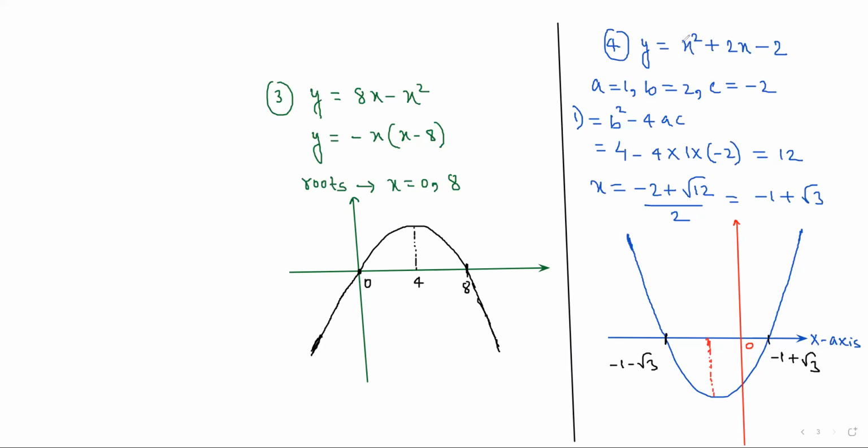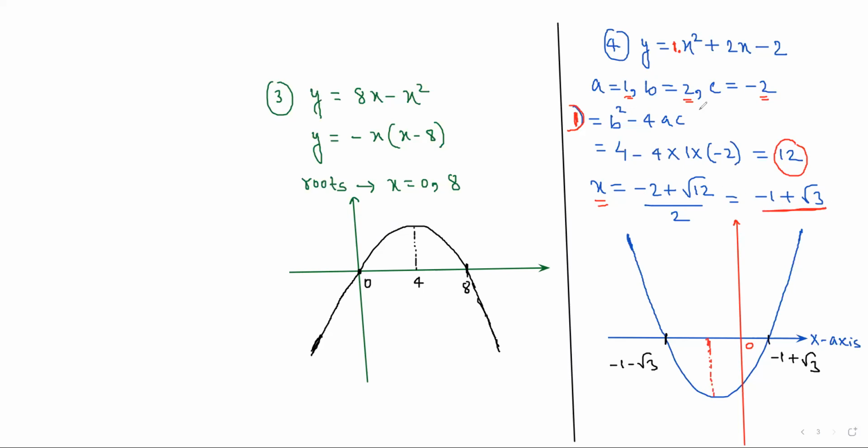Yeah, beta, the coefficient of x square is 1, so a is 1. The coefficient of x is 2, so b is 2. And the constant term c is minus 2. Using the formula, discriminant D is equal to b square minus 4ac. So b square is 4, minus 4 times a into c, D is 12. To find the roots, x equals minus b plus minus root D by 2a. By the help of this formula, we have to find the roots.